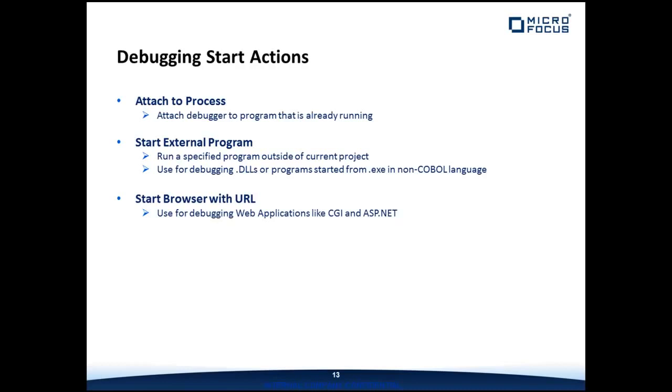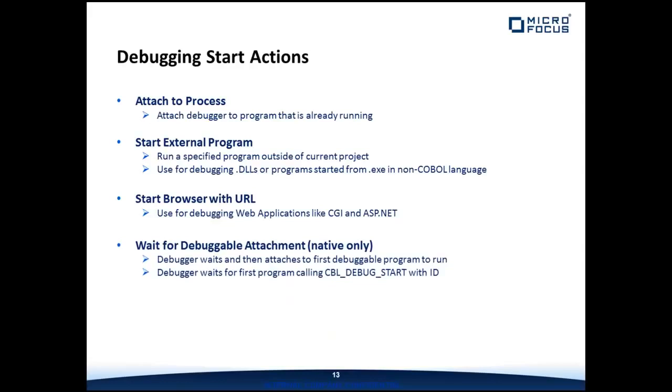Start browser with URL. This can be used for debugging web applications like CGI and ASP.NET. Wait for debuggable attachment. The debugger will wait and then attach to the first debuggable program that it finds, or you can specify a directory from which the program needs to be run, or you can wait for the first program that calls CBL debug start with the correct ID. You can also do remote debugging, where you can debug programs that are running on a remote computer. Let's take a look at some of these actions.